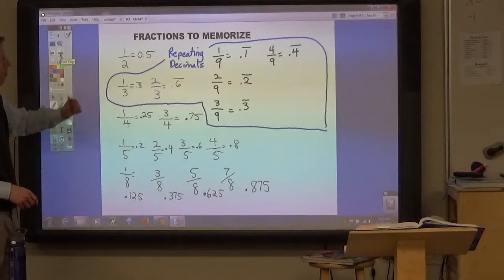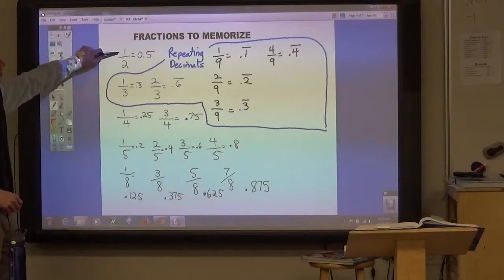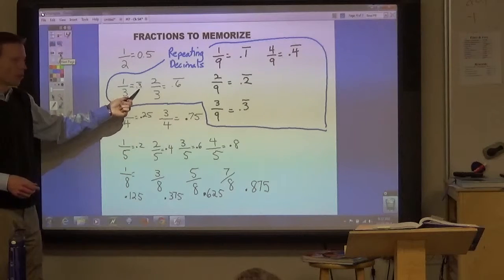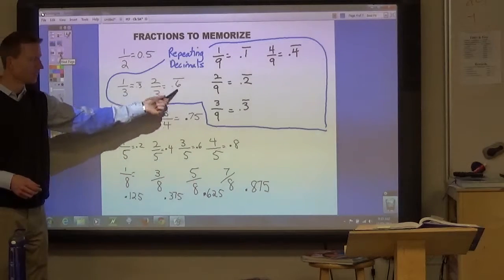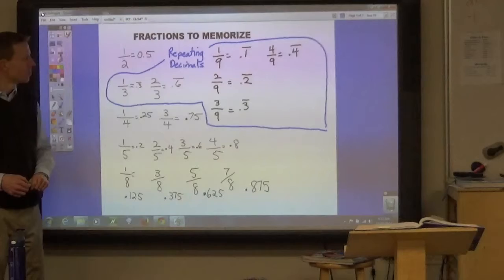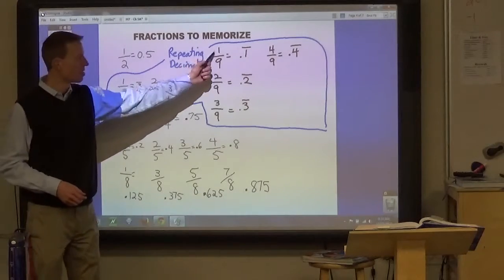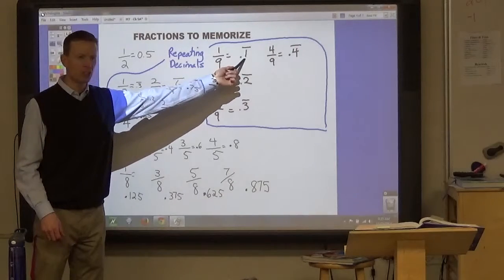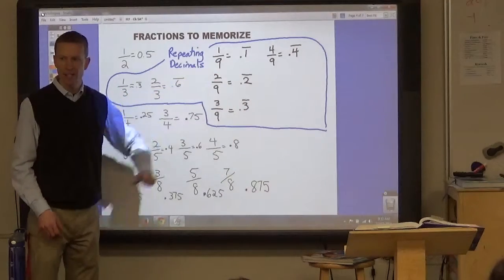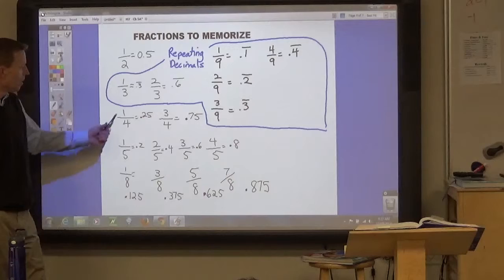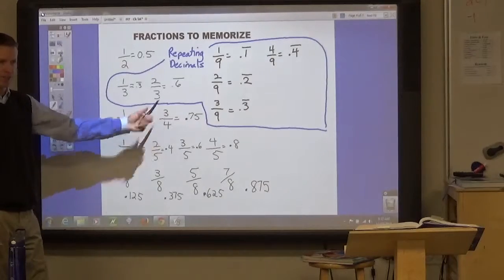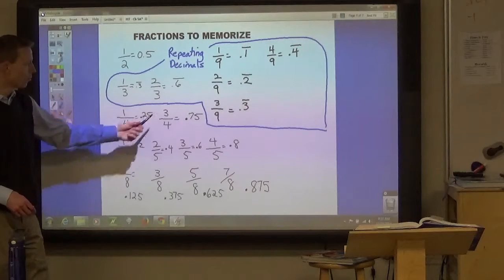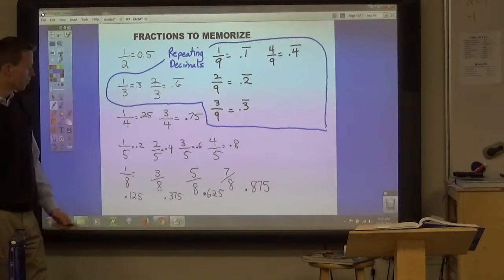In fact, here's a list to memorize. 1/2 you should know is 0.5. 1/3 is 0.3 repeating, 2/3 is 0.6 repeating. There's other repeating decimals. The ninths are easy to remember because it's just the numerator repeating. Then fourths are like 25 cents. 1/4 is 25 hundredths, 3/4 is 75 hundredths.